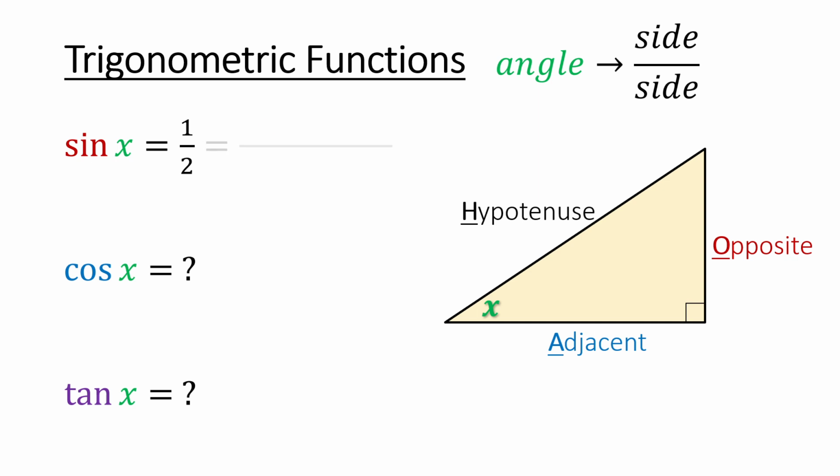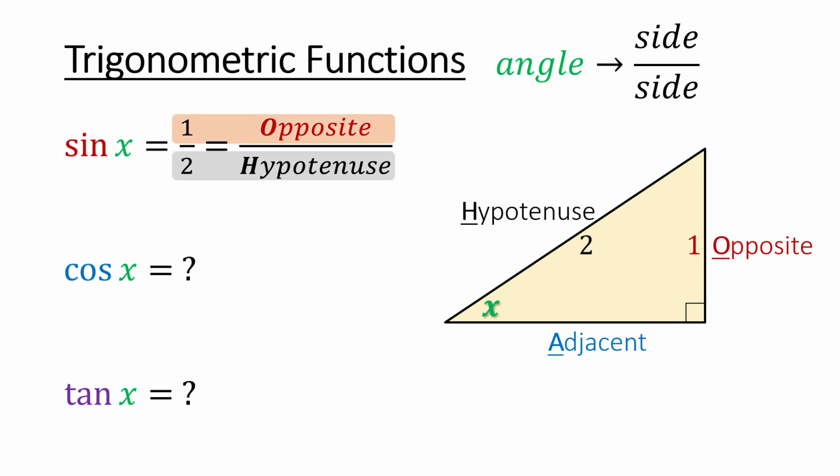Sine x tells us the ratio between the opposite side of angle x and the hypotenuse. So when we say sine x equals half, it means the length of the hypotenuse is twice that of the opposite side. If the opposite side is 1 unit long, the hypotenuse must be 2 units. Makes sense, right? Now we're left with one more side, the adjacent side. How do we find it?